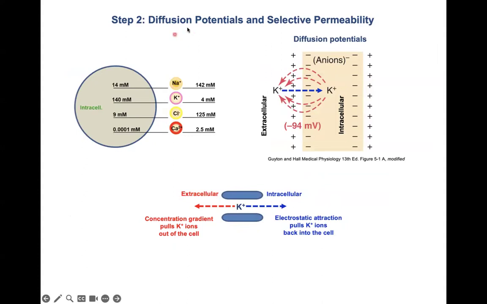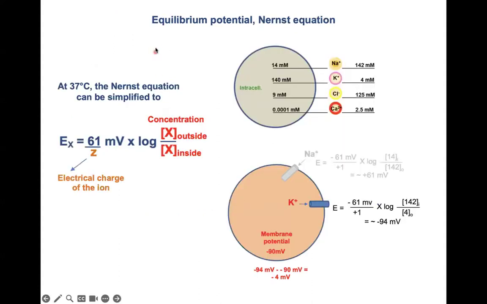Step 2. Diffusion potentials and selective permeability. Potassium tends to diffuse outward down its concentration gradient. As it leaves, it uncovers fixed negative charges inside the cell. This outward diffusion generates a diffusion potential. The balance point occurs when the electrical force pulling potassium back in equals the chemical force driving it out. This is described by the so-called Nernst equation.